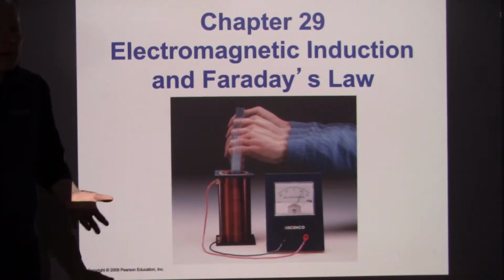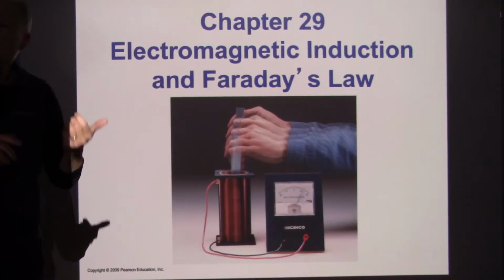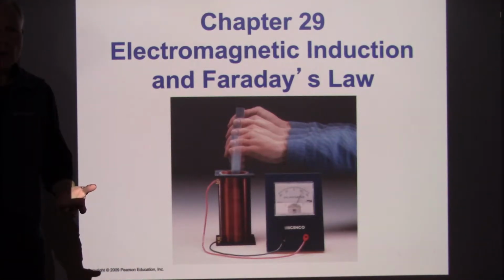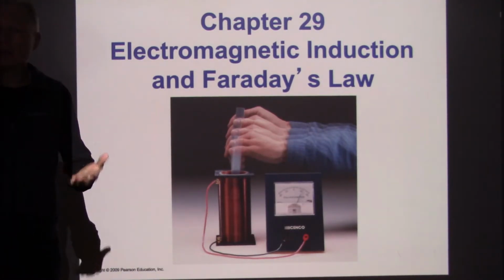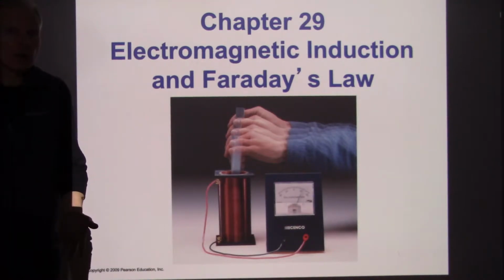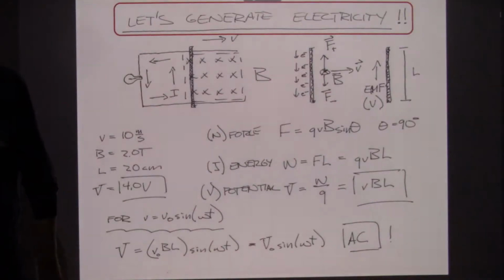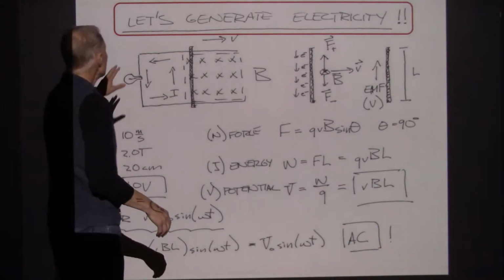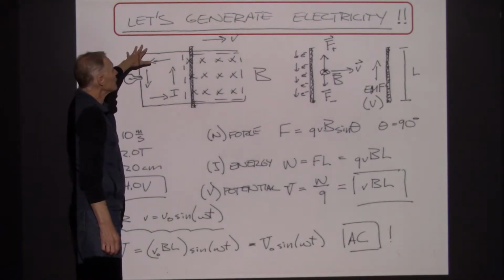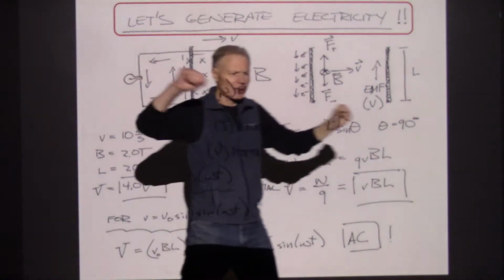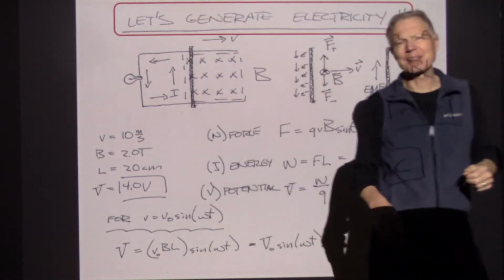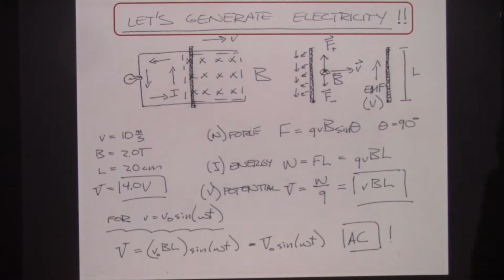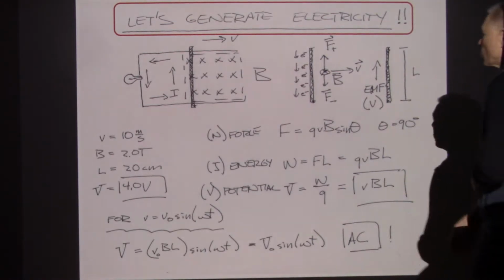Now, we've already talked about batteries. We run chemical reactions, but now we're going to look at how do generators work? How do we actually spin generators and create electric currents? So I'm suggesting that we use a different title for the chapter. Let's generate electricity. That sounds like a lot more fun than electromagnetic induction and Faraday's law. Because basically that's what we're doing.